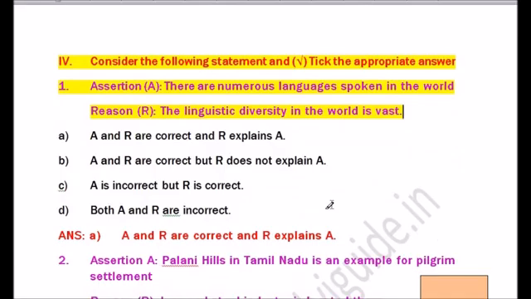Option A, A and R are correct and R explains A. Option B, A and R are correct but R does not explain A. C, A is incorrect but R is correct. D, both A and R are incorrect. The answer is A and R are correct and R explains A.